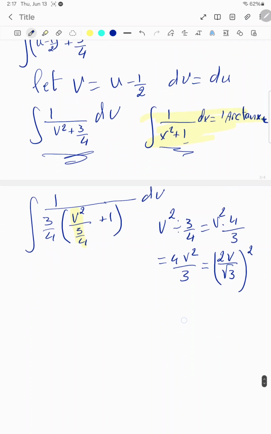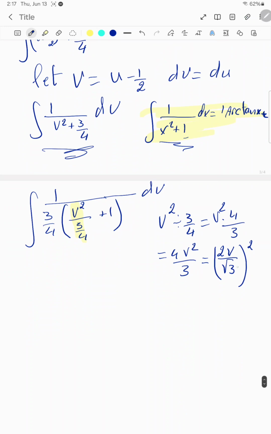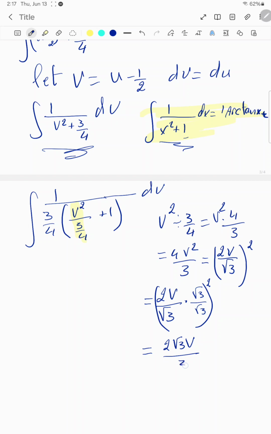But nobody likes to see a square root in the denominator, so it becomes 2v divided by square root of 3 times 1. The 1 I want to write as square root of 3 divided by square root of 3, and all that squared. So it becomes 2 square root of 3 v divided by square root of 3 times square root of 3, which is 3. So that would be my v squared divided by 3/4.